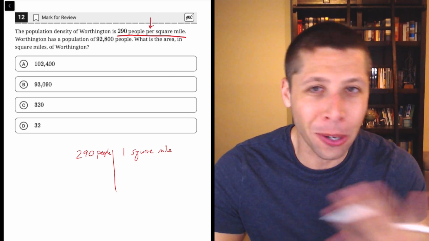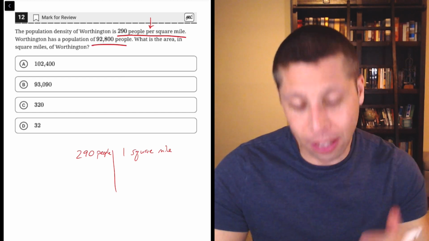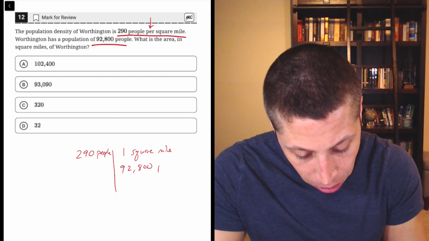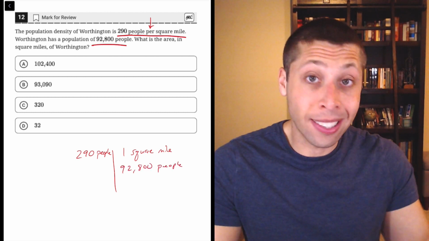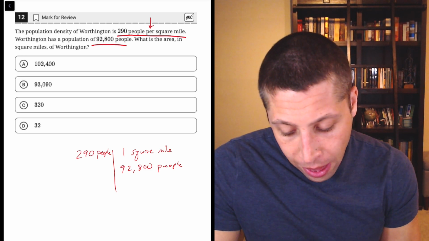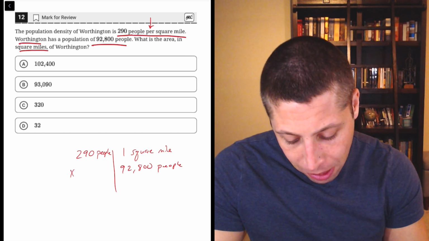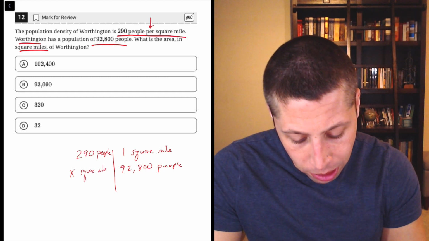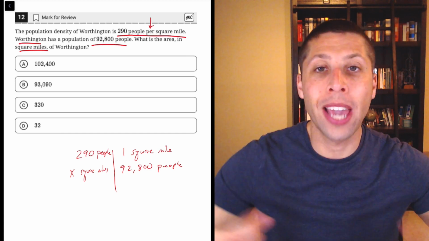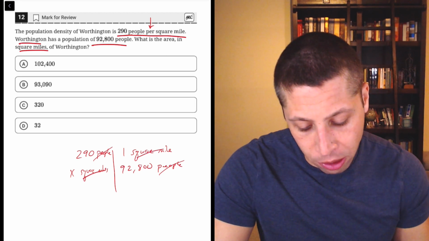So we want to have 2 numbers that we can multiply when the time comes. Now we know, because we need to cross out units, we want to have this 92,800 people on the right side. Now we need another unit that goes with it. It's probably square miles, and sure enough, that's the population of Worthington, and we want to know how many square miles Worthington is. So this would just be X square miles. So notice it's kind of reversing that rate that we were given in the first part, but that's okay because look, people goes away because one is 1 on both sides. Square miles go away because there's 1 on both sides.